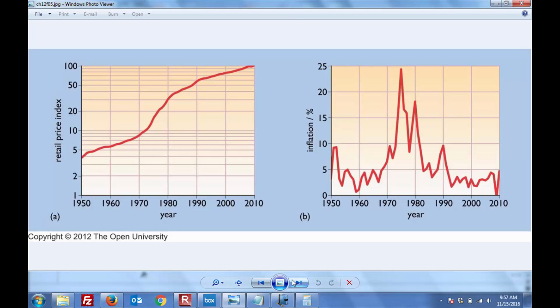It shows a plot of the UK retail price index from 1950 to 2010 with 2010 as the base year. From the figure, it can be seen that the goods that would have cost 100 pounds in that year could have been purchased for only 30 in 1980 and only 3.75 in 1950.